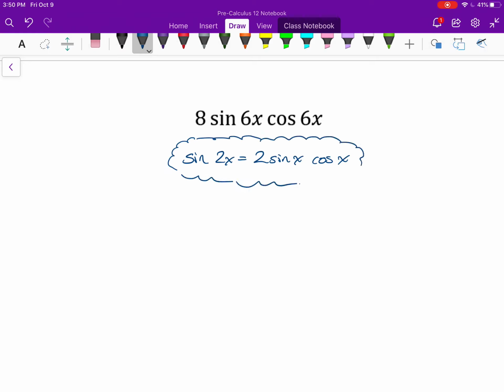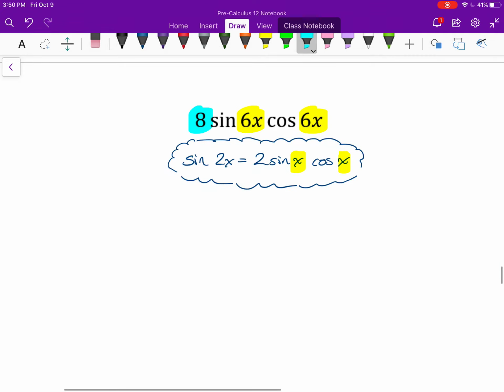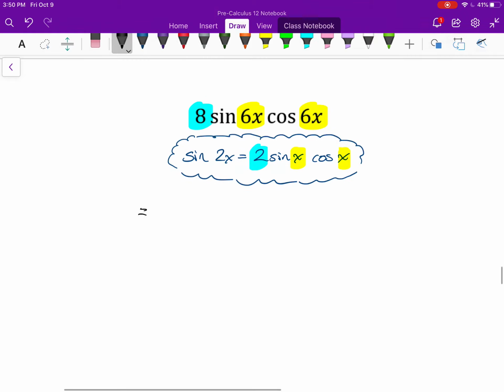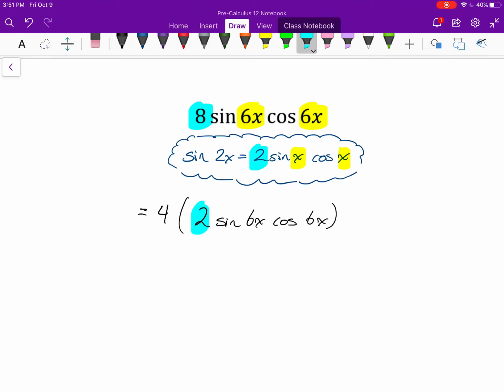All right. So here I have an x and x. Here I have 6x and 6x. And as well, I have a coefficient of 8 in the front. I need to get it to a 2 in order to use this. So what I want to do first is take my expression and factor out just 4 from it. And by doing that, that 2 you see up there, I now have the same form. And now it really is in the exact same form as what I wrote in the identity.